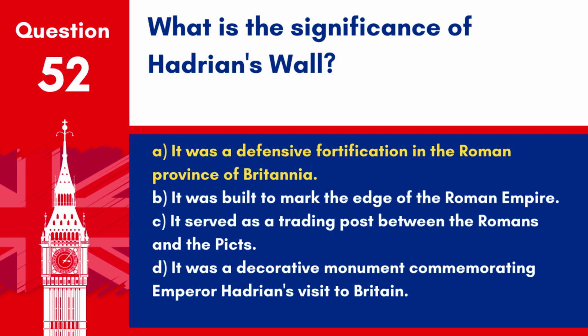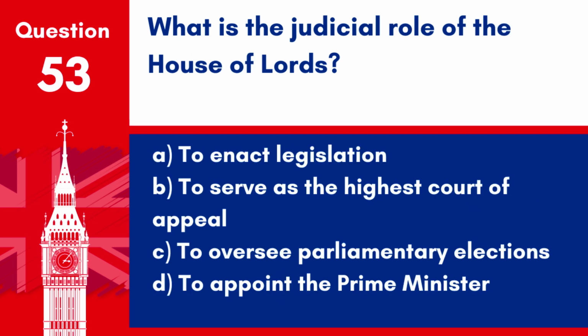Answer: A. It was a defensive fortification in the Roman province of Britannia. Hadrian's Wall was built by the Romans under the orders of Emperor Hadrian to protect the northern boundary of the Roman Empire in Britain from hostile tribes. Question 53. What is the judicial role of the House of Lords?